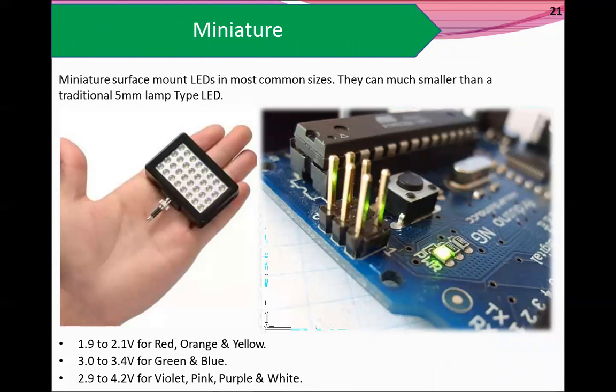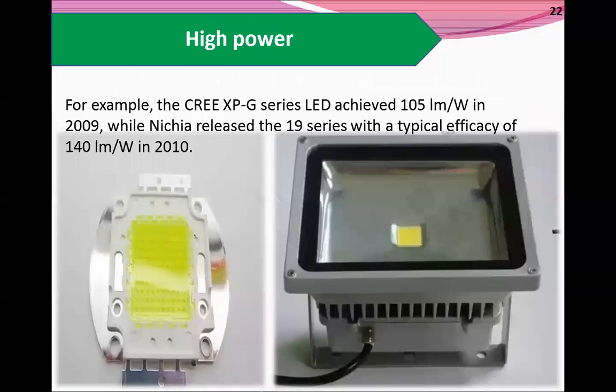Next, miniature. Miniature surface mount LED is available in most common sizes. They can be much smaller than a traditional 5 mm lamp type LED. Here are a few colors of miniature LED available. Red, orange and yellow will be available in the range of 1.9 to 2.1 volts. Green and blue in the range of 3 to 3.5 volts. Violet, pink, purple and white colors will be available in the range of 2.9 to 4.2 volts.